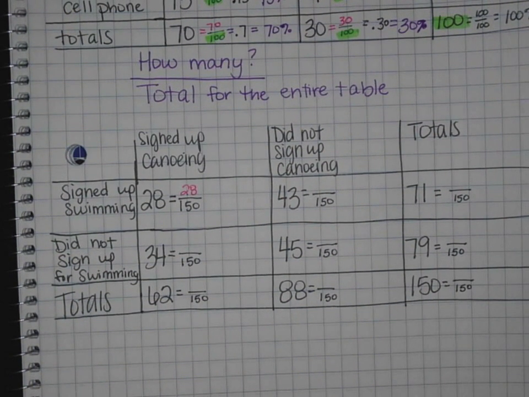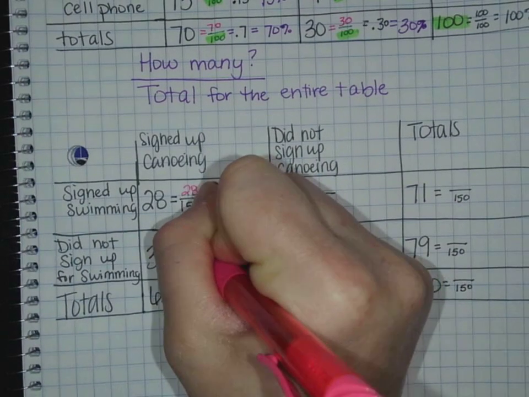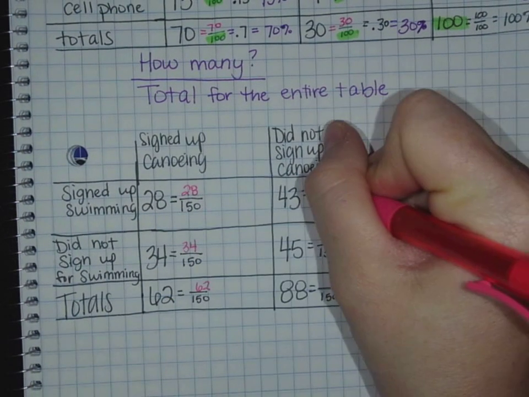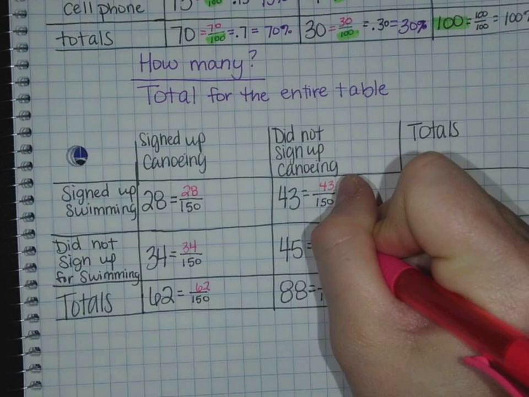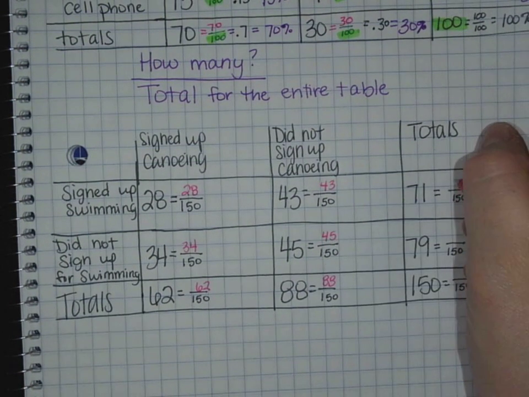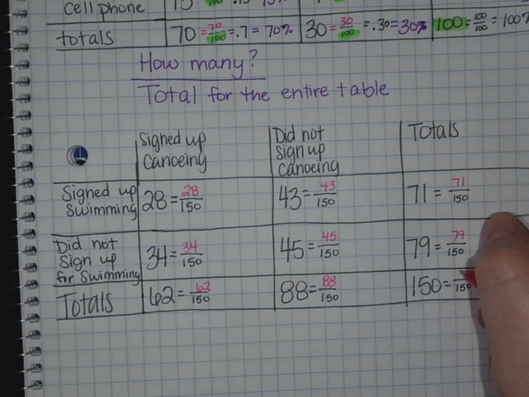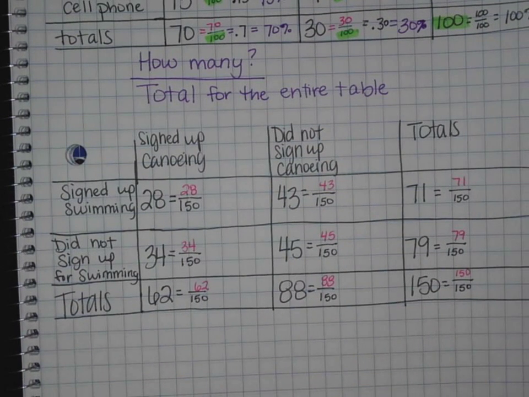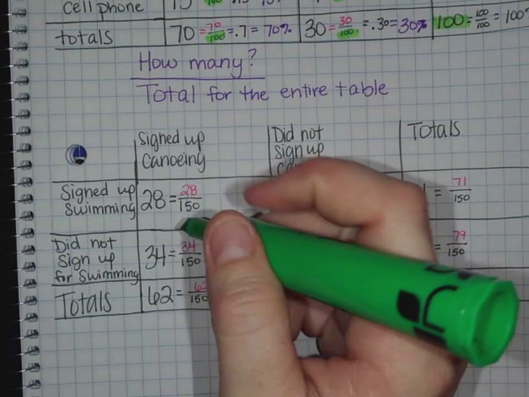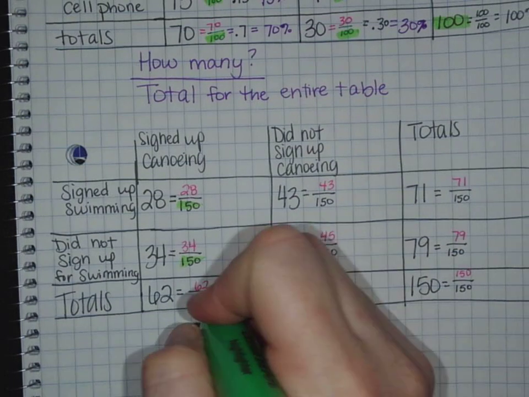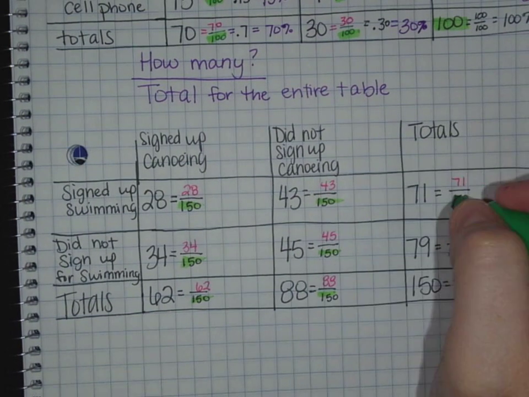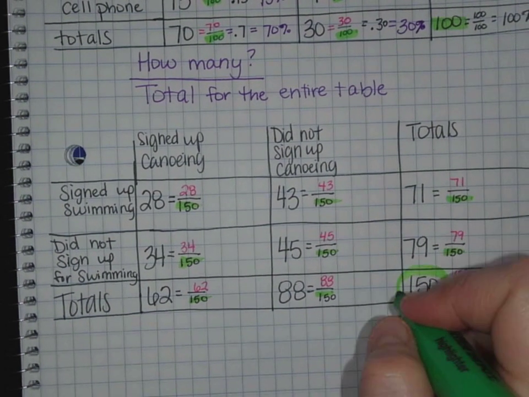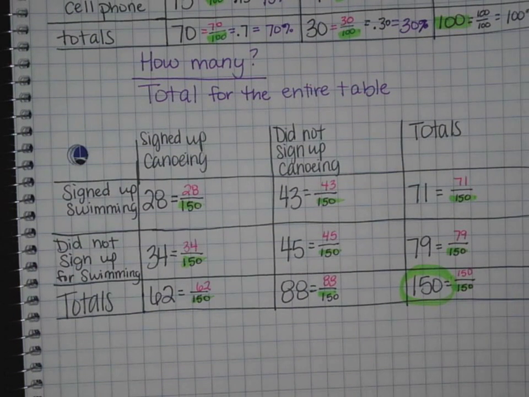Okay, and then 34, 62, 43, 45, 88, 71, 79, 150 out of 150. Remember, this 150 came from this right here. So those 150s came from that. Okay, now I need to start typing it into my calculator.